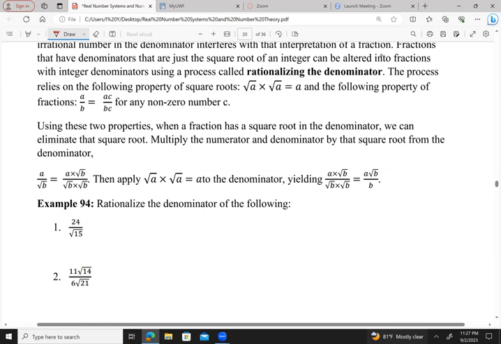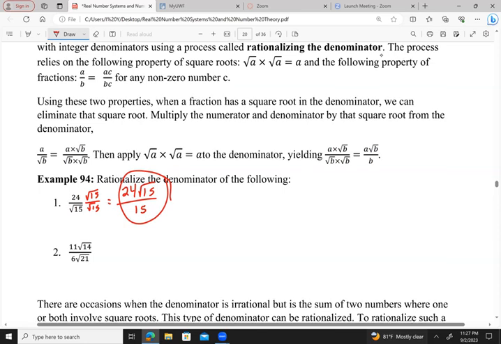So if we have a over the square root of b, we simply multiply a times the square root of b, and the square root of b times the square root of b, and we get a times the square root of b over b. So in our first case here, we have 24 over the square root of 15. Square root of 15 over square root of 15. Well, the numerator is 24 times the square root of 15. The denominator then becomes 15. And that is that.